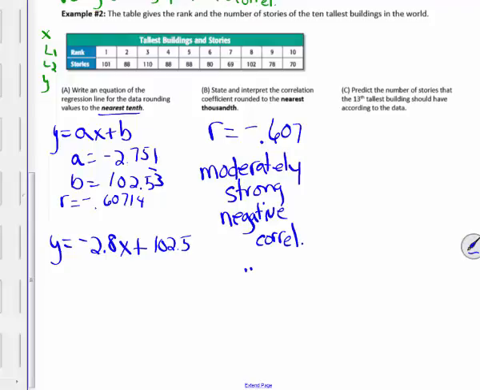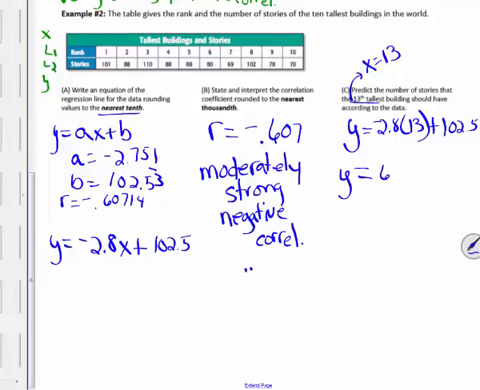All right, now we're going to predict the number of stories that the 13th tallest building has. So that's telling me that this X is 13. And we're going to use our equation. So we're going to have negative 2.8 times 13 plus 102.5.